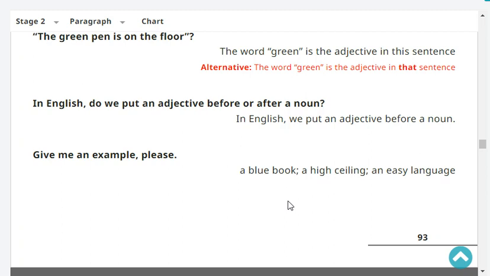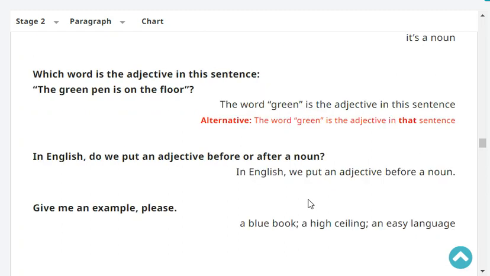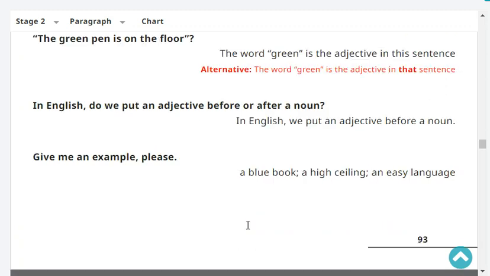In English, do we put an adjective before or after a noun? In English, we put an adjective before a noun. Give me an example, please. A blue book. A high ceiling. Very good. A yellow pen. Very good.